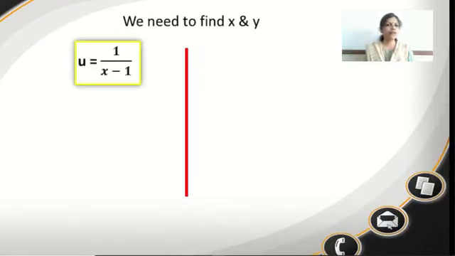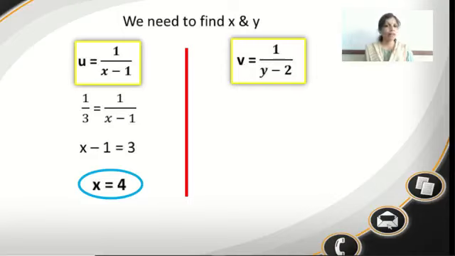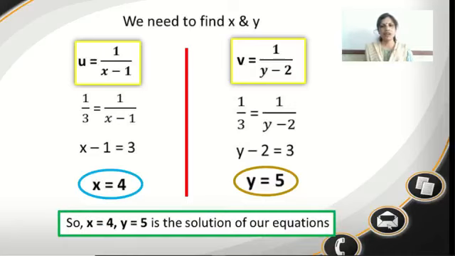So we have taken u as 1 upon x minus 1, but we got the value of u as 1 upon 3. So we are writing 1 upon 3 is equal to 1 upon x minus 1. Let's reverse the ratios. So you get x minus 1 is equal to 3. So x is equal to 4 is our first answer. Similarly, we have taken v is equal to 1 upon y minus 2. But we got v as 1 by 3. So that is equal to 1 upon y minus 2. So y minus 2 is equal to 3. So we got the value of y as 5. And this is our final answer. So x is equal to 4 and y is equal to 5 is the solution of our equations.